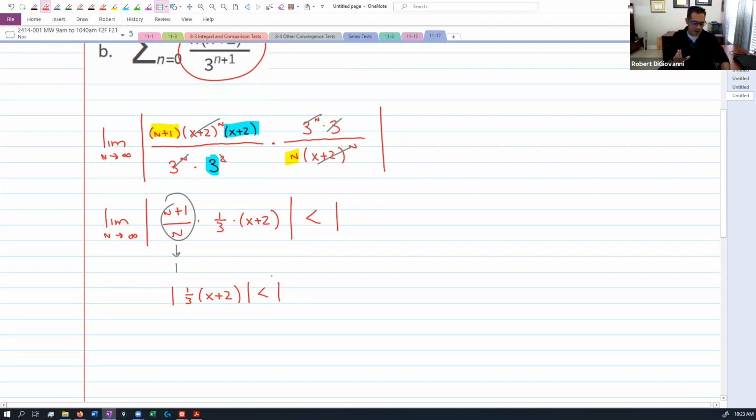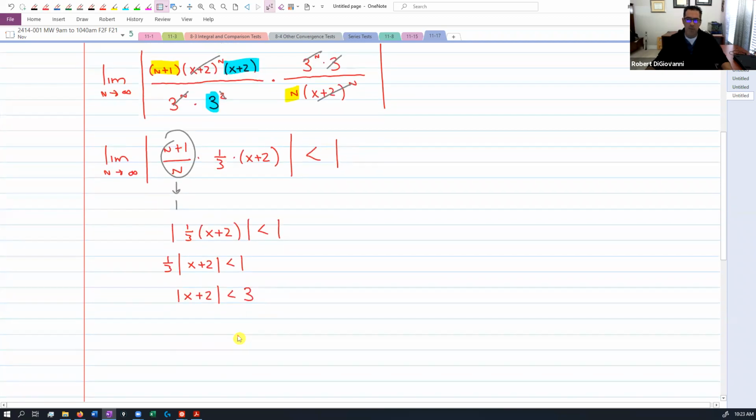I'm almost where I need to be to get my radius of convergence. I just need to have that x+2 by itself. So the 1/3, I can take its absolute value, bring it out, and then finally multiply both sides by 3. At this point, I know what R is, right? R is 3. Any questions there? Why R is 3 or anything?